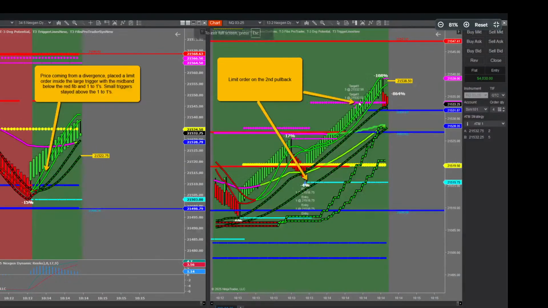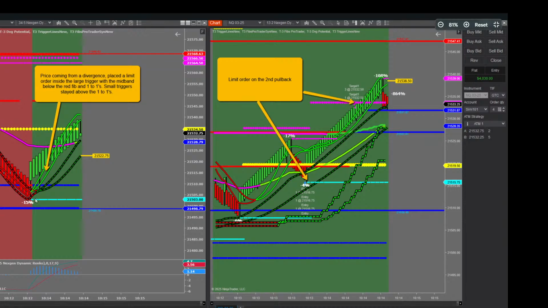Nicely done. Cav, let's see what you're doing. Weak bottom. Price coming from a divergence doesn't mean anything to me. It's just a loss of momentum. You place a limit order inside of the large trigger with a mid-band below the red fib. Small triggers stayed above the 1-to-1s. Limit order on the second pullback. So you said even though there's 2 correction points, I'm willing to take a shot with this look on the large chart. That's all it is.